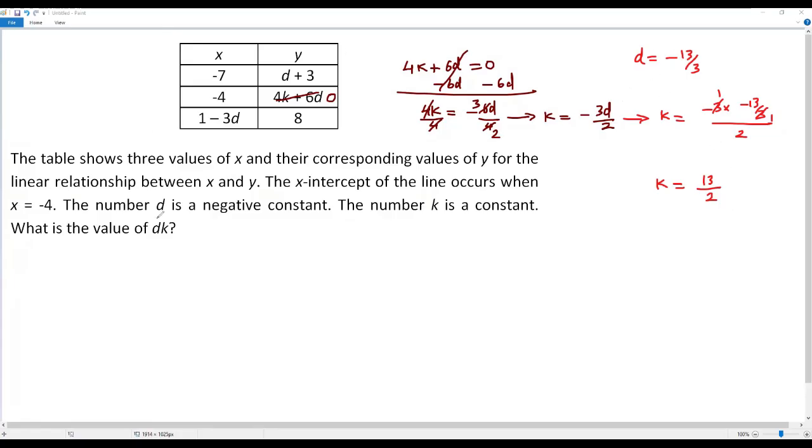Now, what we have to do is we have to get the value for dk, that is d times k. D times k equals, the value for d is negative 13 over 3 and the value of k is 13 over 2. Then d times k equals negative 13 times 13 is negative 169 and 3 times 2 is 6. Therefore, the value of d times k is negative 169 over 6.